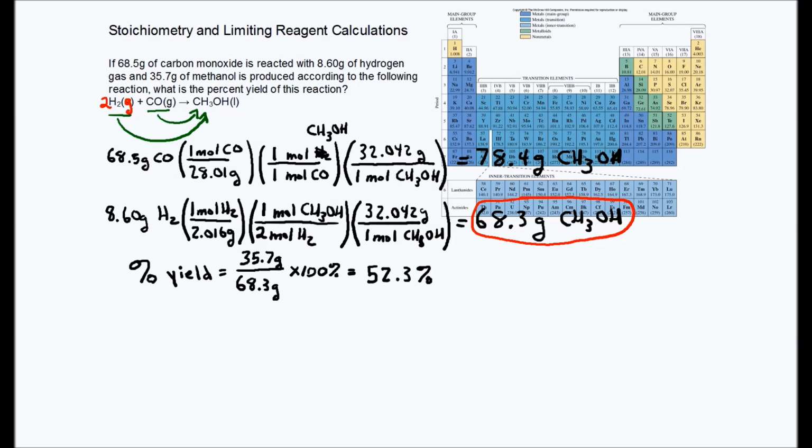So it produces its actual product in the real world, 52.3% of all the product that it could be producing ideally. And we never really get to the ideal case. We never get 100% yield, and you can never ever get more than 100% yield, but you can never really get to 100% yield, but sometimes you can come close.